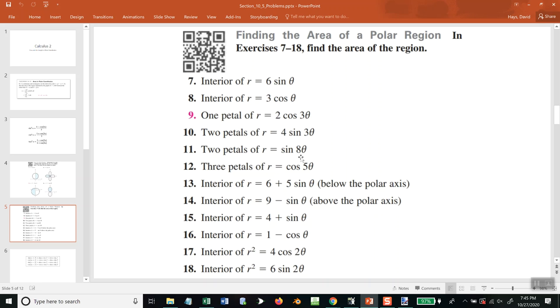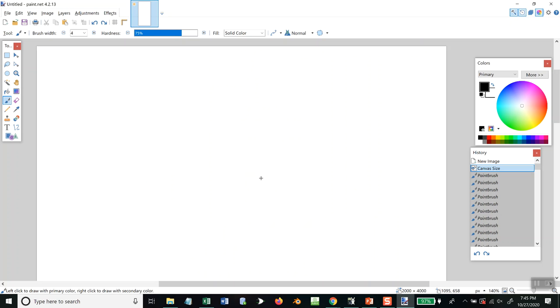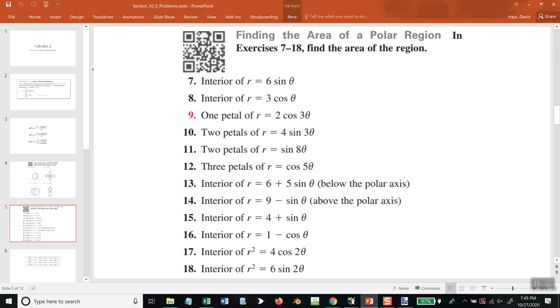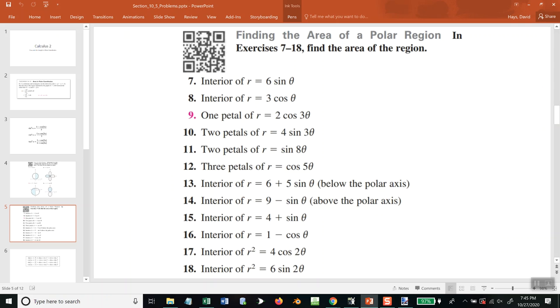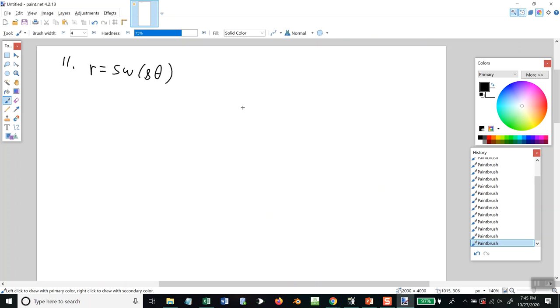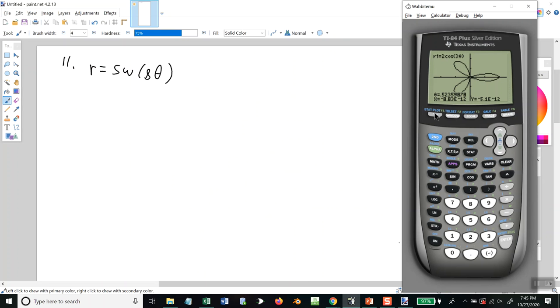Okay, that was one petal. Number 11, I think, has a ton of petals. So let's look at number 11. That took me playing to get to the number of petals I wanted. R is equal to sine 8 theta, and I want 2 petals. So I got sine 8 theta.